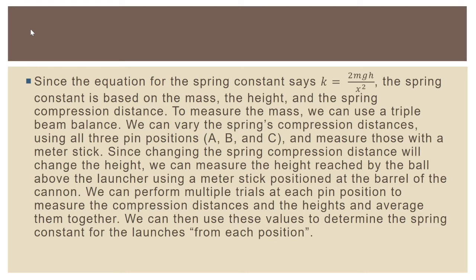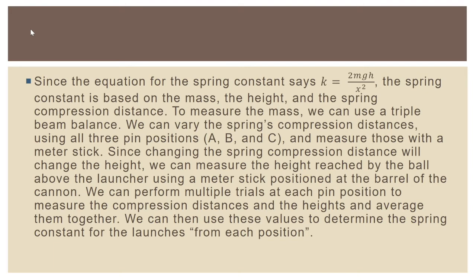I just wrote h here instead of delta y, over x squared. The spring constant is based on the mass, the height, and the spring compression distance. To measure the mass, we can use a triple beam balance. We can vary the spring's compression distances using all 3 pin positions, A, B, and C, and measure those with a meter stick. Since changing the spring compression distance will change the height reached by the sphere, we can measure the height reached by the ball above the launcher using a meter stick positioned at the barrel of the cannon.